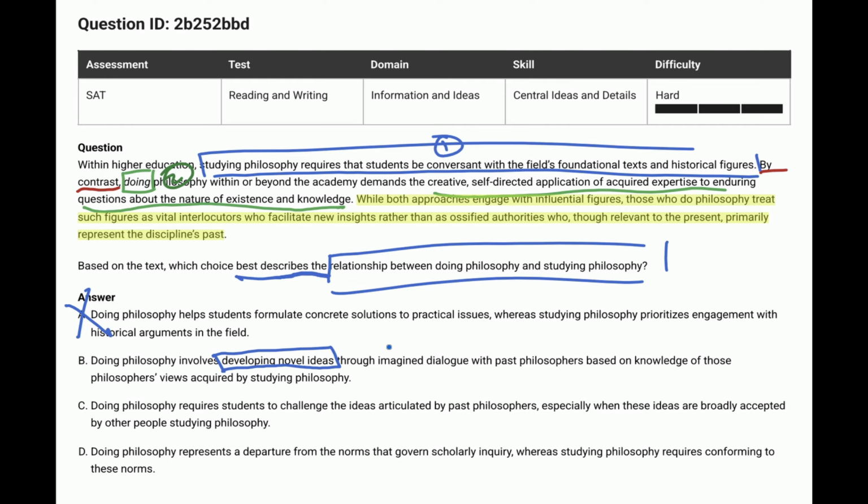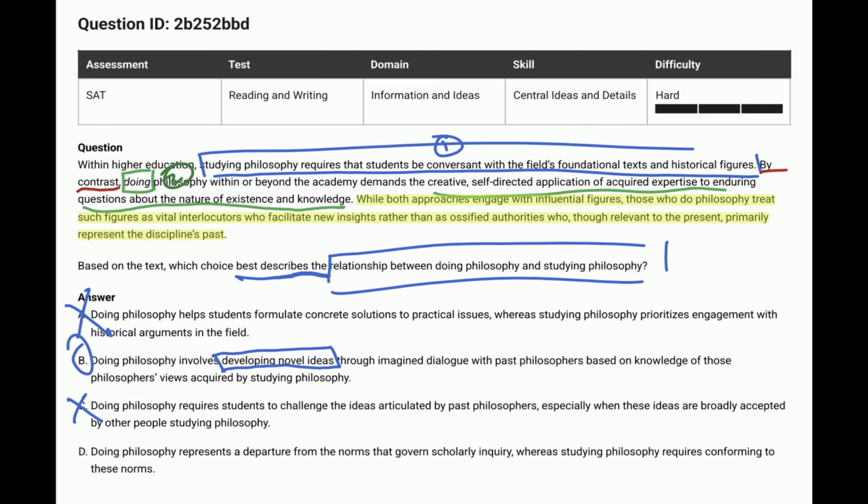Through imagined dialogue with past philosophers based on knowledge of those views acquired by studying philosophy. Yes, because you're treating those figures as interlocutors who are facilitating new insights. You're imagining discussions between them to be able to get into creating new ideas. Doing philosophy requires students to challenge the ideas that are articulated by past philosophers, especially when these ideas are broadly accepted by other people studying philosophy.